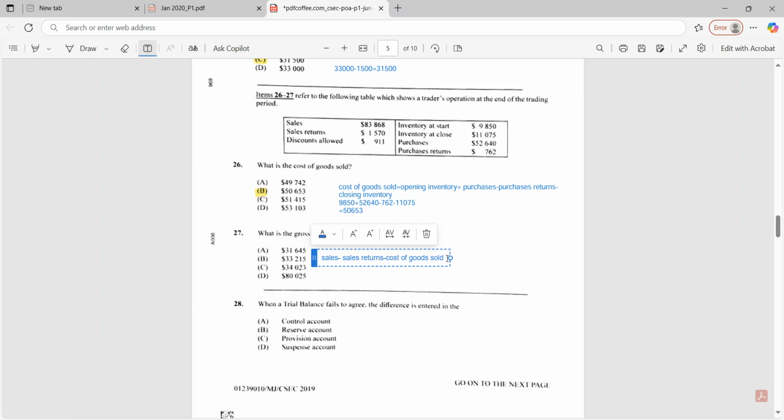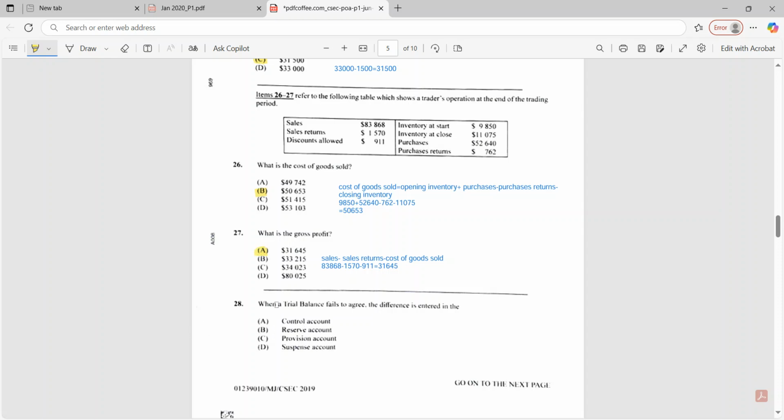So in total, we're going to get 83,868 minus 1,570 minus 911. And that should give you 31,645. All right, so the answer for that question is 31,645.